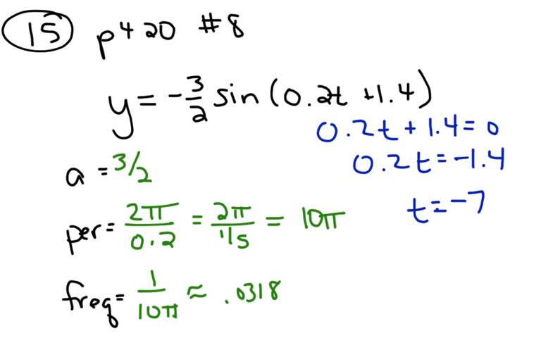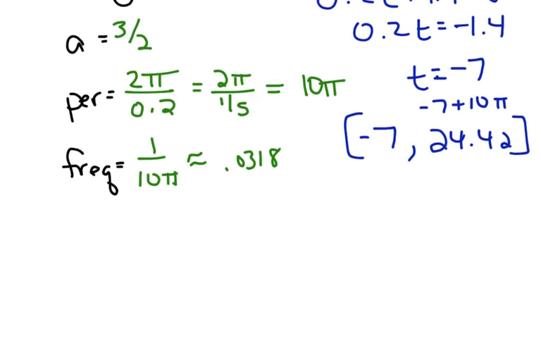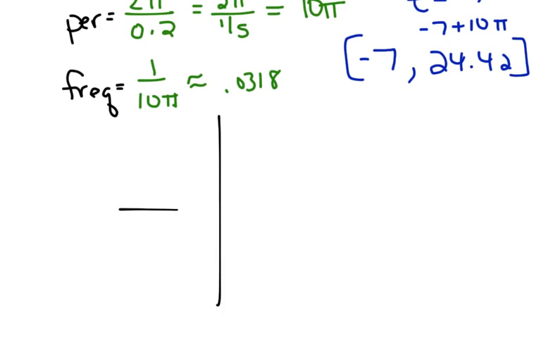Well, in order to figure out the interval on which I'm going to do my one cycle, remember it always starts at your phase shift, and the second part is your phase shift plus the period. Well, that you probably want to turn into a decimal. It's going to be negative 7 plus 10 pi, which is about 24.42. Okay, so we're going to graph this sine graph. And it's going to start at negative 7, and it's going to go to 24.42.